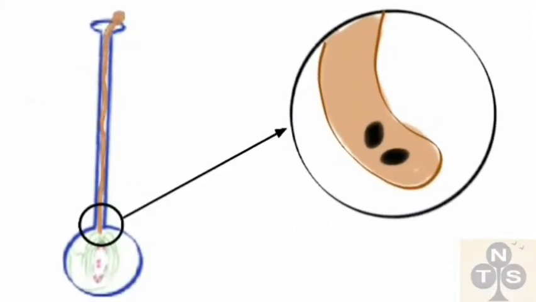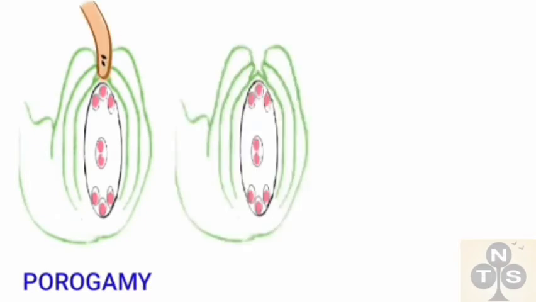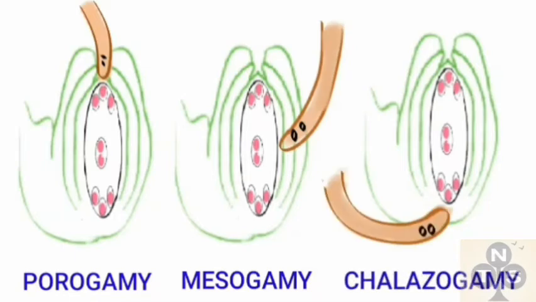If we enlarge the tip of the pollen tube, we will find two sperms or male gametes inside it. After reaching the ovule, the tip of the pollen tube may enter through the micropyle, when it is called porogamy, or it may enter through the integuments, then it is called mesogamy. The pollen tube can also enter the ovule through the chalaza, it is called chalazogamy. In higher plants, as the sperms are carried to the egg by the pollen tube, it is also known as siphonogamy.